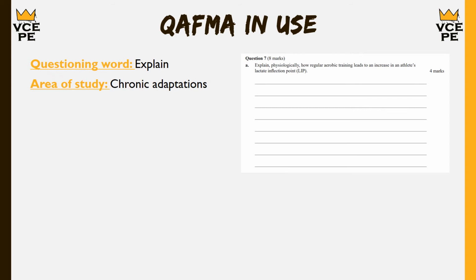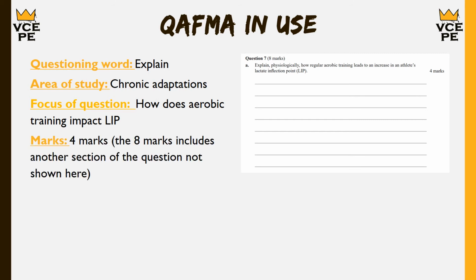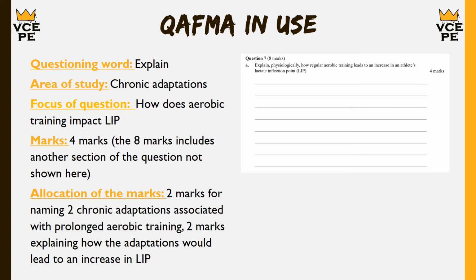Okay, this one here, we're talking about aerobic training practices. So we're probably talking about continuous or fartlek training, something along those lines, long interval training. But it's the adaptations that are happening in our body to allow our aerobic system to become more efficient. The focus of the question, how does aerobic training impact LIP, is basically when we break it down, that's what we're being asked. Now, it's worth 4 marks, and as I mentioned before, it does say 8, but if we look to the right-hand side there, 4 marks is what this section of the question is worth.